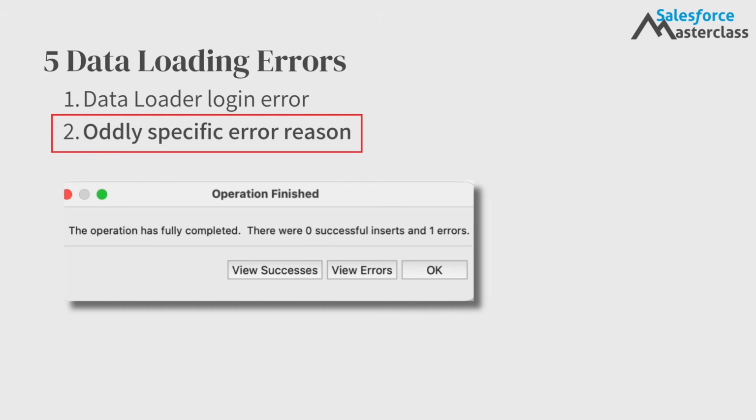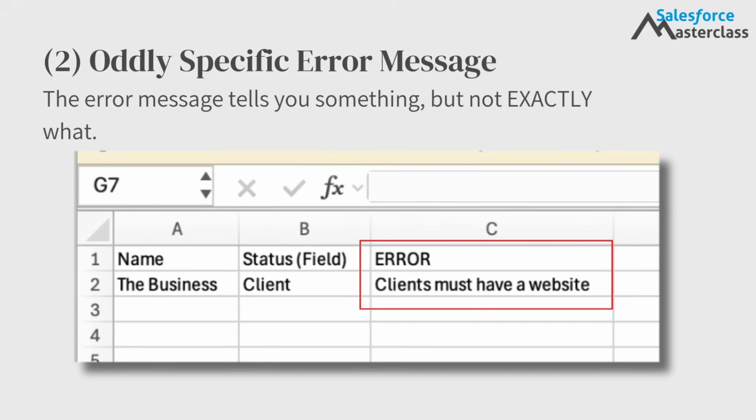Let's jump into error number 2, the oddly specific error reason. You get your error file, you open it up, and you see something like this: clients must have a website. And you're like, what the heck does that mean? What field is erroring out? It doesn't tell you that, but it does tell you what error message is flagging.